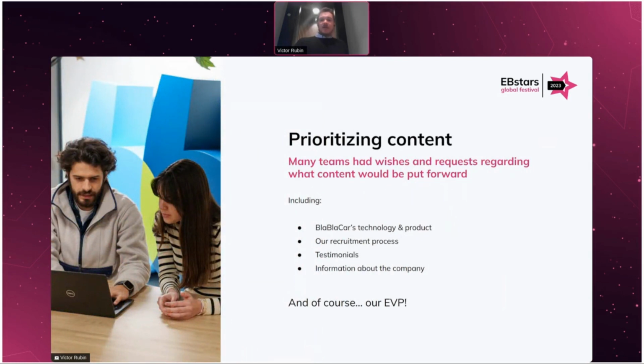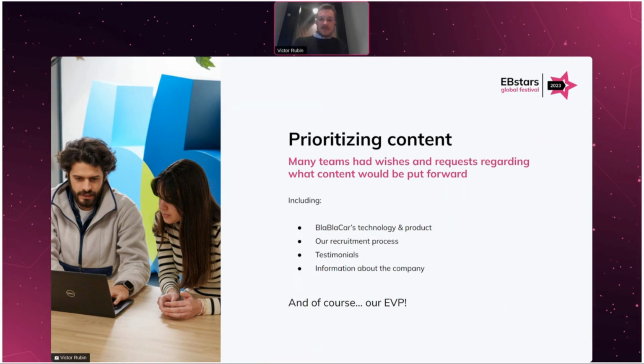So like I was saying, we had a lot of different things that we wanted to put on this site, but what we decided in the end to prioritize and actually include is information about our technology and our product, since not everyone knows exactly what we're doing, and we're recruiting a lot of engineers who would like to know which is the technical stack that we're using, and what are we doing with it, pretty much. We wanted to make sure that we have information about our recruitment process, so that when candidates get into their application, they already know what's in front of them.